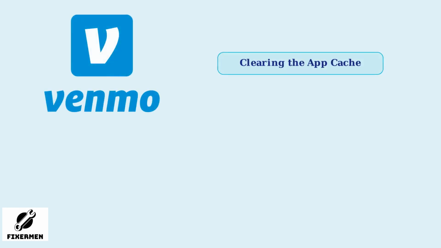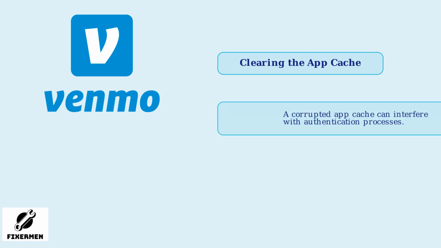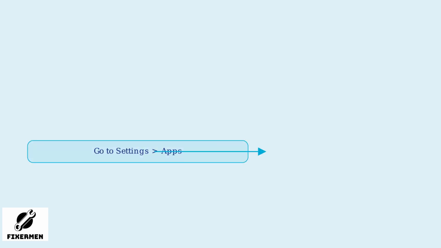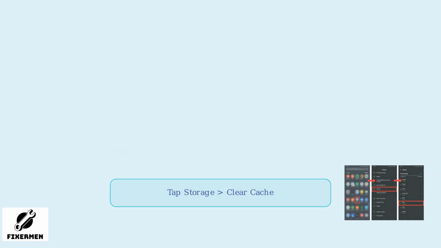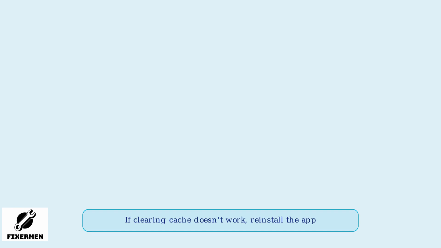A corrupted app cache can sometimes interfere with authentication. Clear the Venmo app's cache on Android. On Android, go to Settings, then Apps. Find and select the Venmo app. Tap Storage, then Clear Cache. If clearing the cache doesn't work, reinstalling the app is another option.